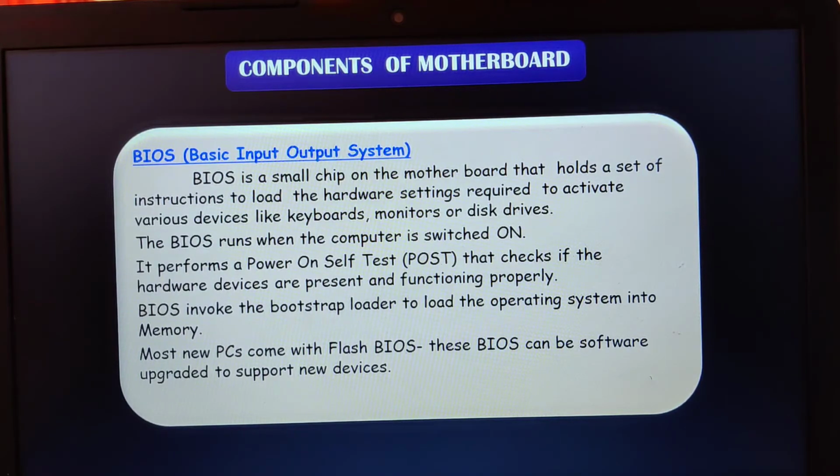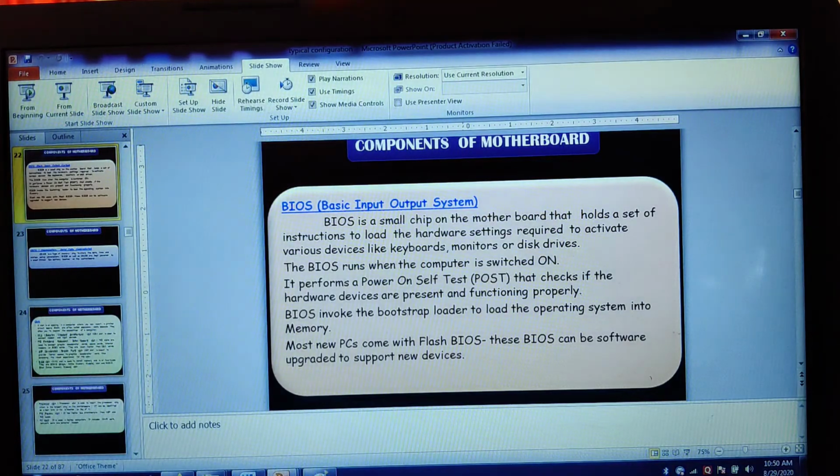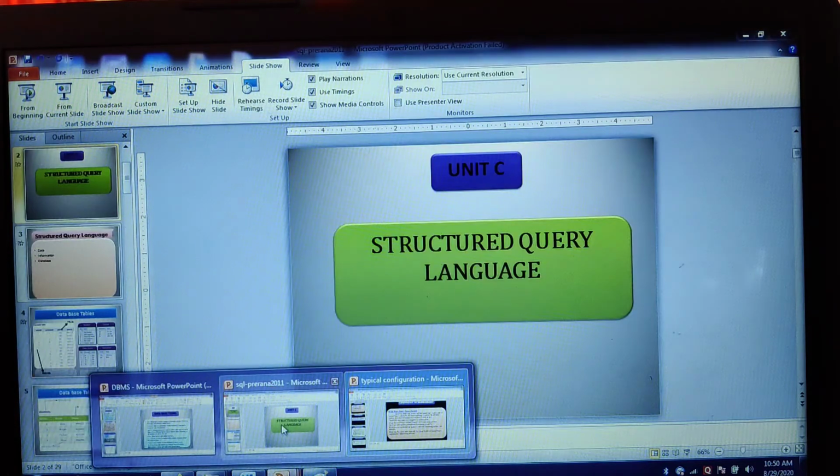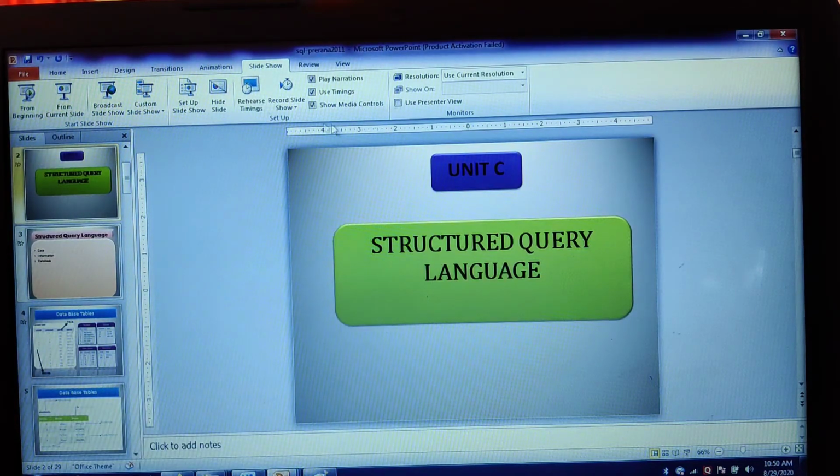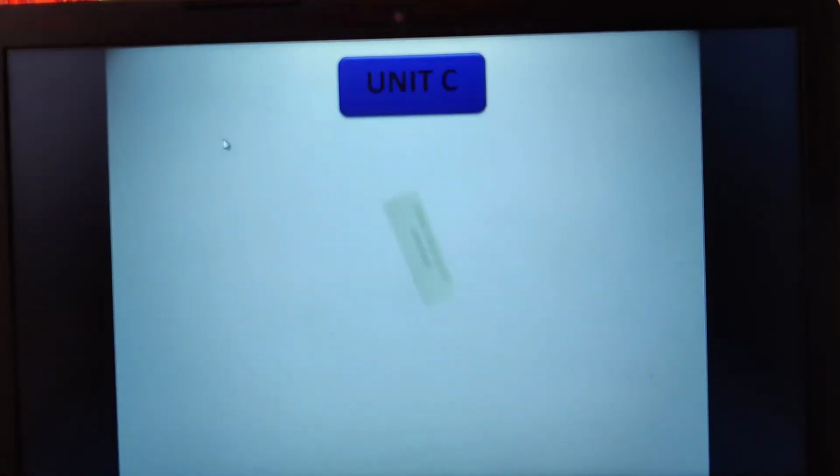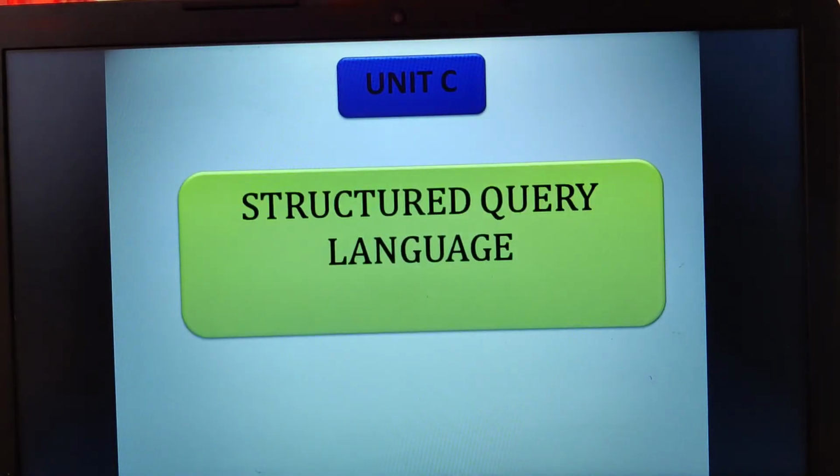Now let us move on to the new chapter, that is SQL. We will start with a new chapter, that is unit C, structured query language. SQL stands for structured query language. The total weightage of this is about 7 marks.